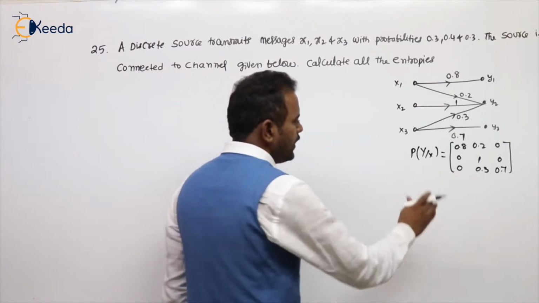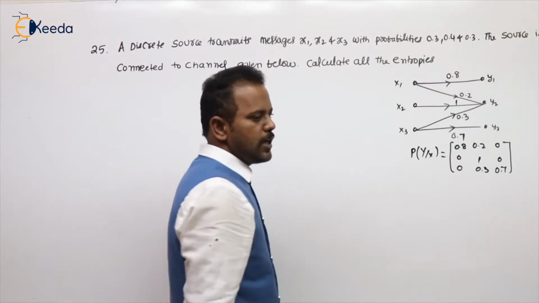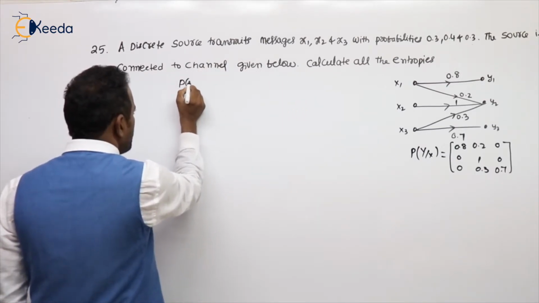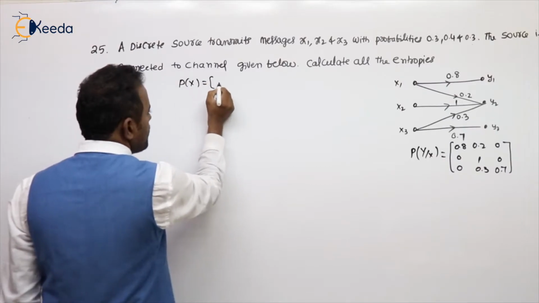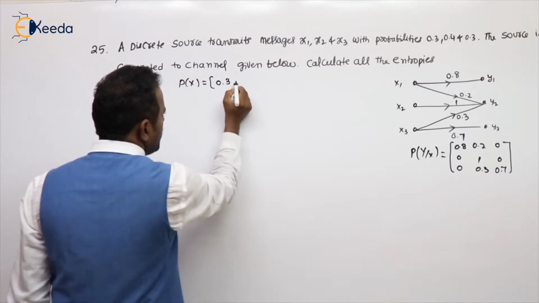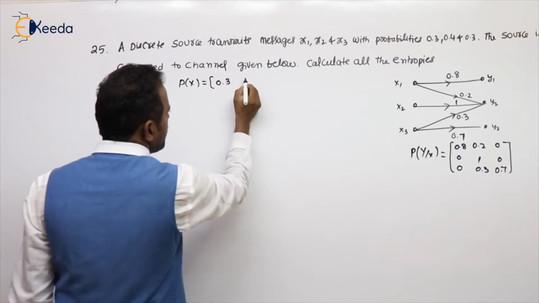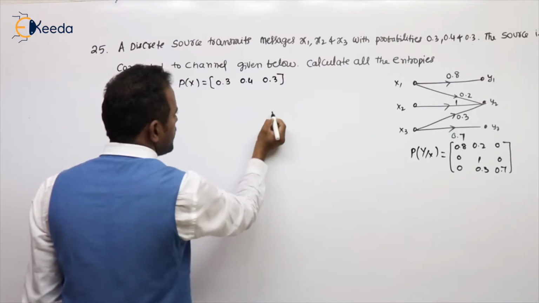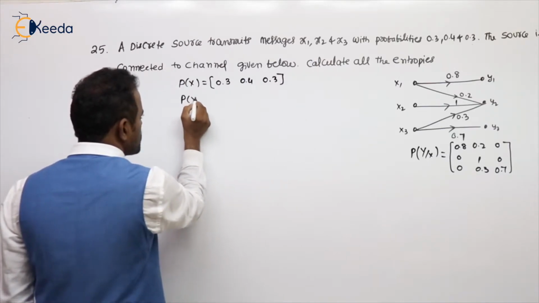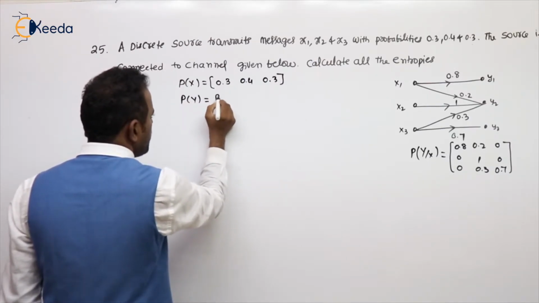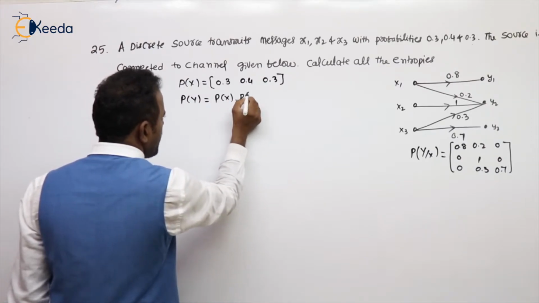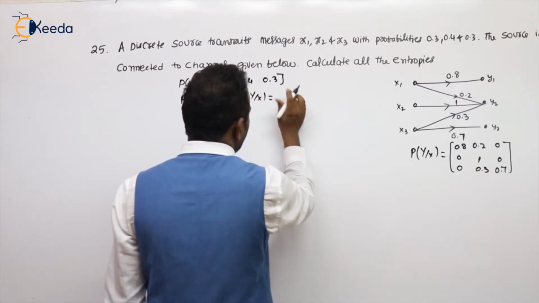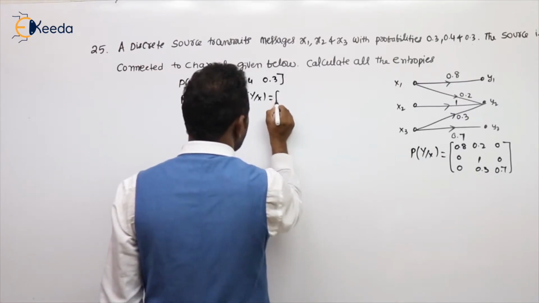Once we have the conditional probability matrix Y by X, the input matrix we already know. What is P of X? The given probabilities 0.3, 0.4, 0.3. Then how to calculate the outputs? P of Y equals P of X into P of Y by X. Then you need to multiply these two.